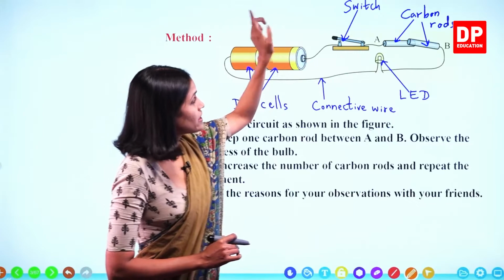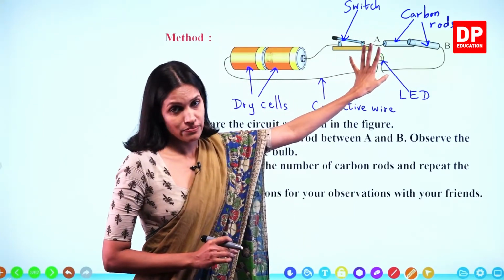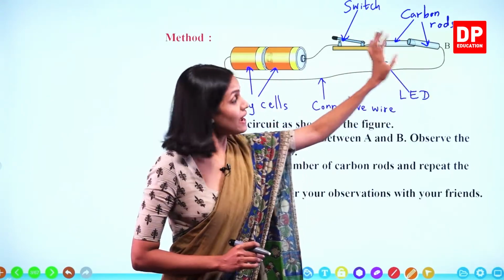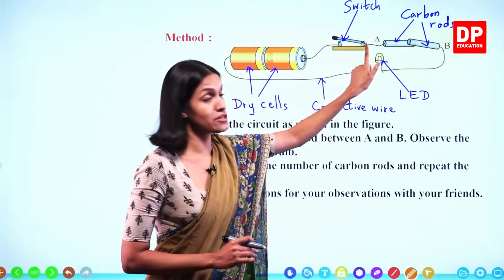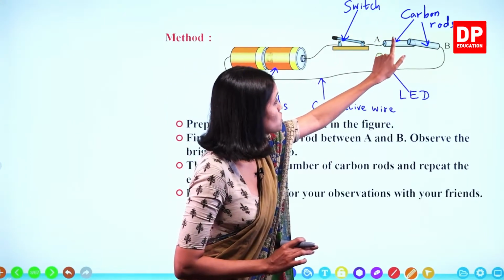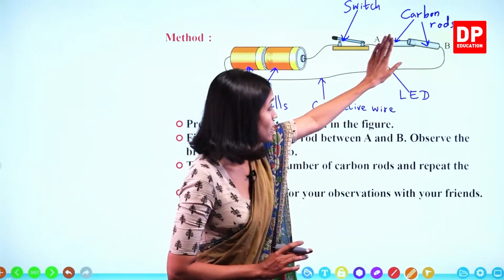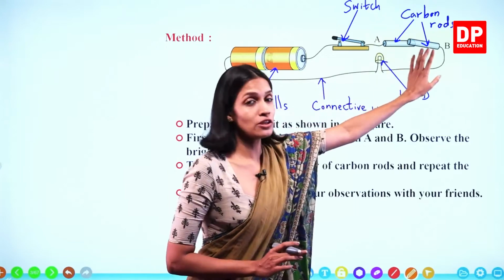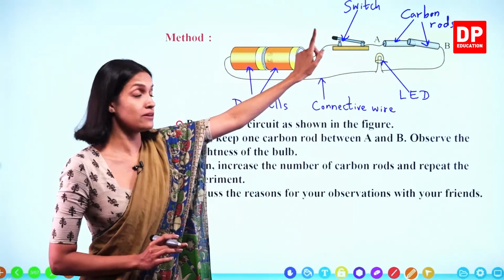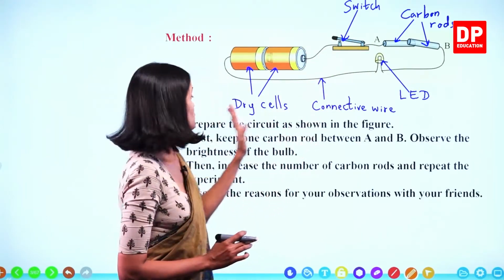Then we have to connect one carbon rod to this circuit. Between A and B, you have to connect one carbon rod, and then check what happens to the brightness of the LED, right? Then the next time, you have to connect two carbon rods in the same line between A and B, and this time also check what happens to the brightness of the LED, okay?